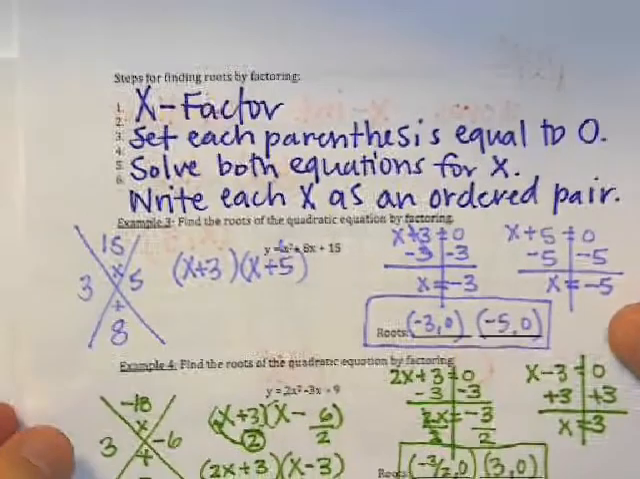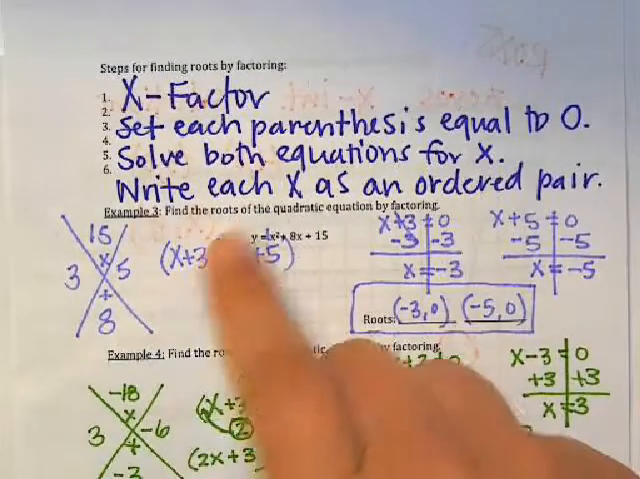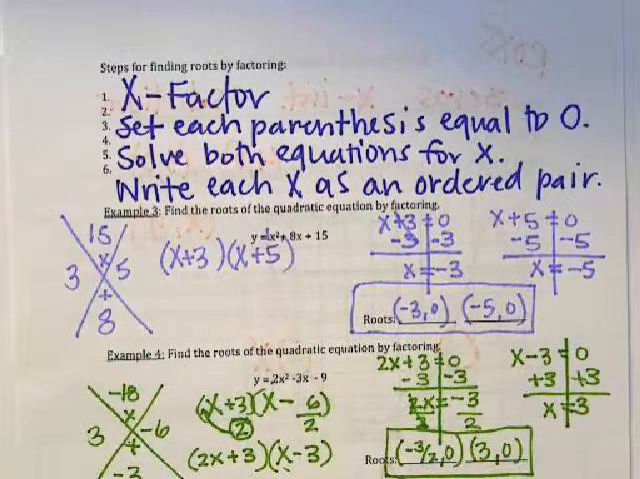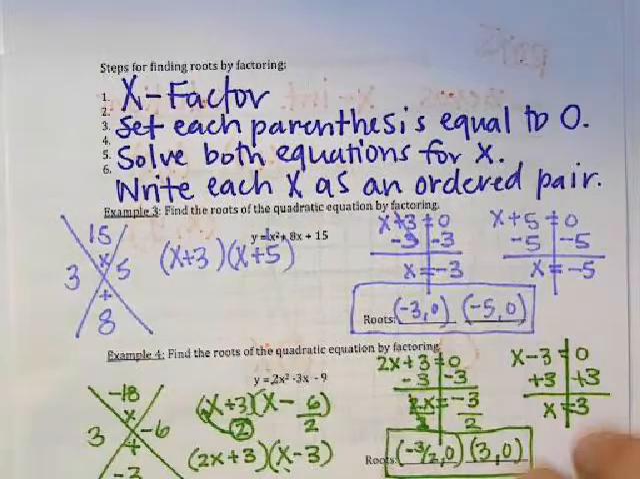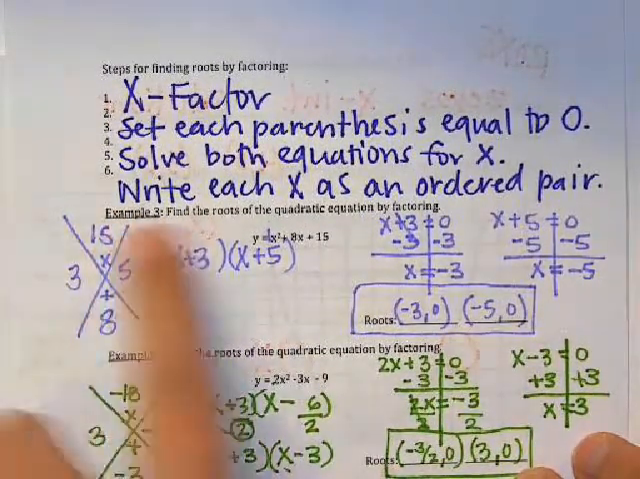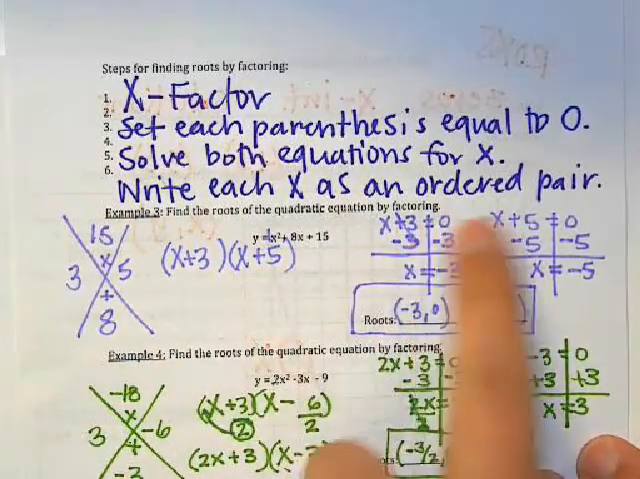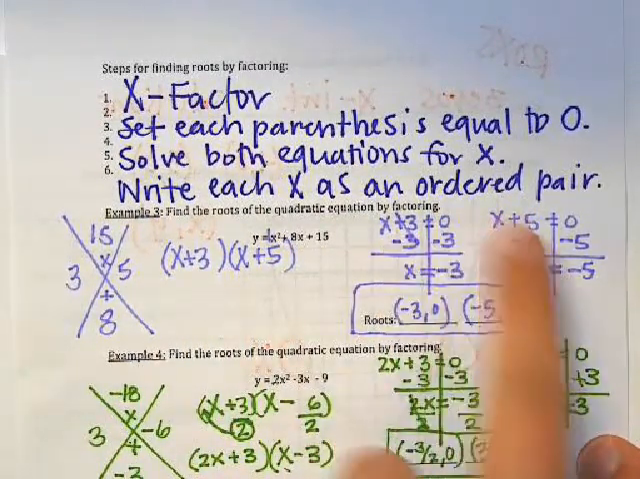What we did before this was we found the roots. Do you remember what roots means? X-intercepts. Okay, so we were finding the roots, the x-intercepts, by doing what? Factoring. X factor. Good. We put our two missing numbers in the parentheses, and then we set them equal to 0, and then we solved.